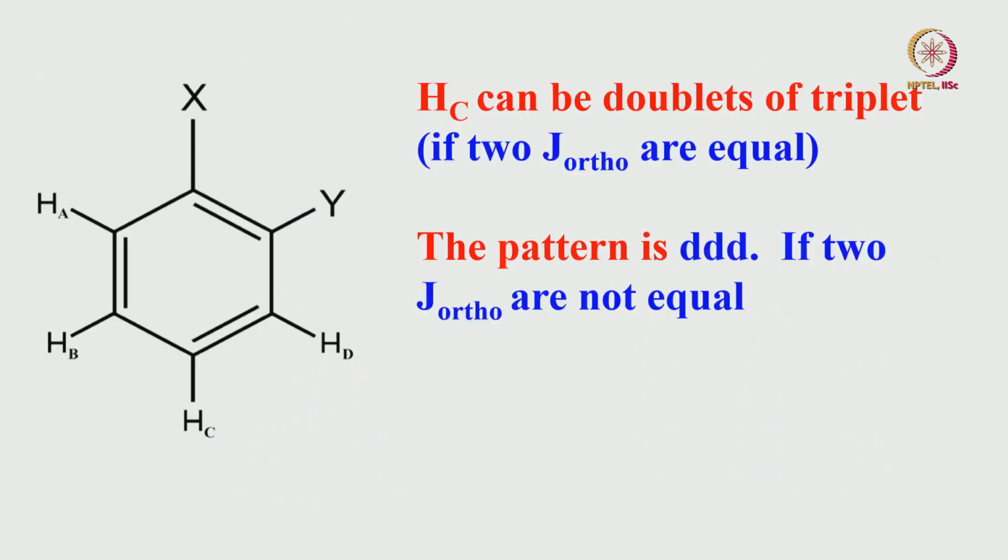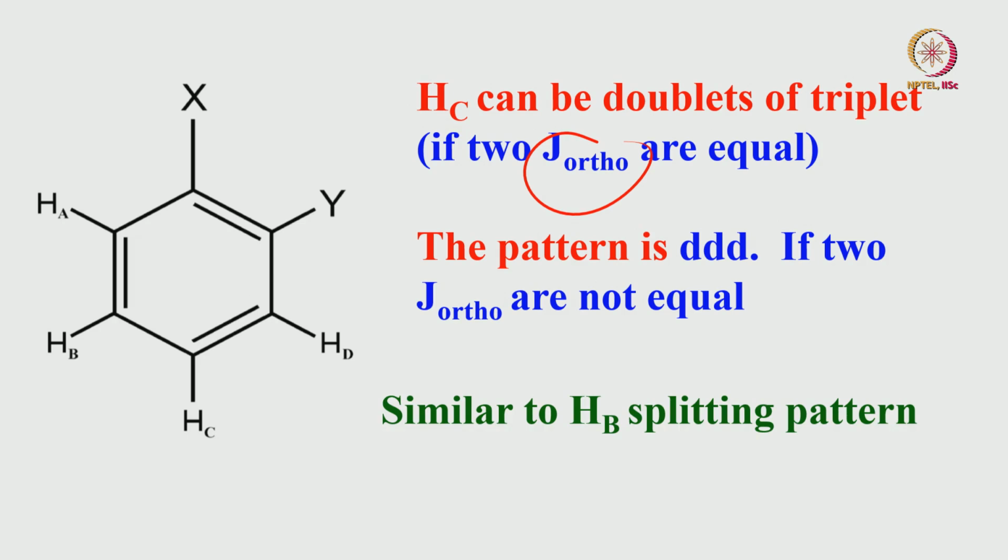What about the proton C? Again same, here I have written correctly. If the J ortho are equal, it is going to be a doublet of triplets. If the J orthos are different, then it is going to be DDD, similar to HB. Here also, it can have this and this ortho coupling. If they are identical, it will be a triplet, and because of the meta coupling, it is going to be a doublet of triplets. If they are all different, it is going to be DDD, an 8-line pattern.